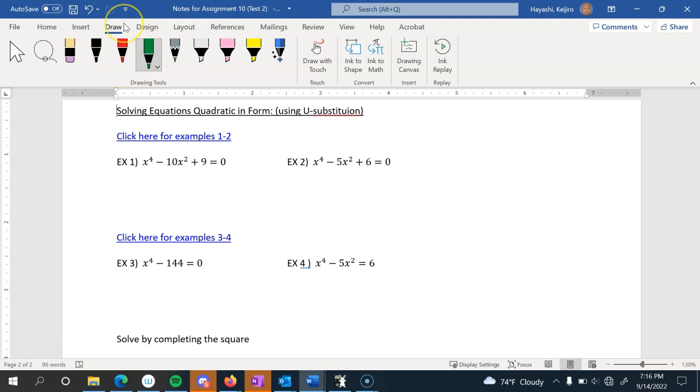So it might look weird because of the x to the 4th and the x squared in the middle, but ultimately, does this or does this not look like a quadratic equation? Kind of. Kind of. Kind of.